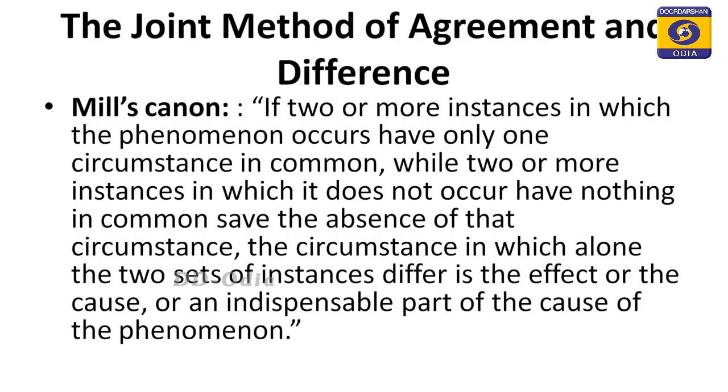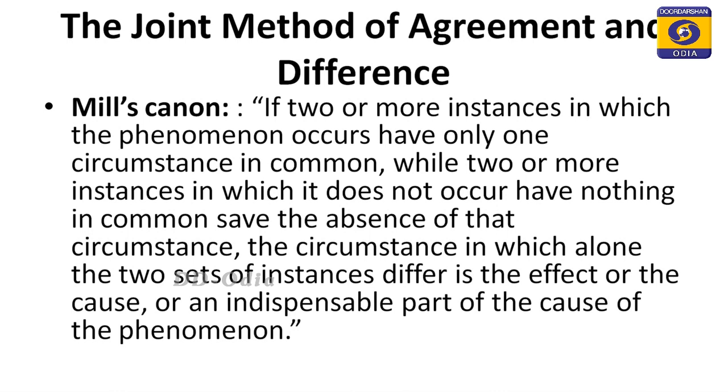Mill has given the canon for this method in the following manner: if two or more instances in which the phenomenon occurs have only one circumstance in common, that means it refers to the positive set, while two or more instances in which it does not occur have nothing in common, save the absence of that circumstance, that means we are talking of the negative set, the circumstance in which alone the two sets of instances differ is the effect or the cause or an indispensable part of the cause of the phenomenon.